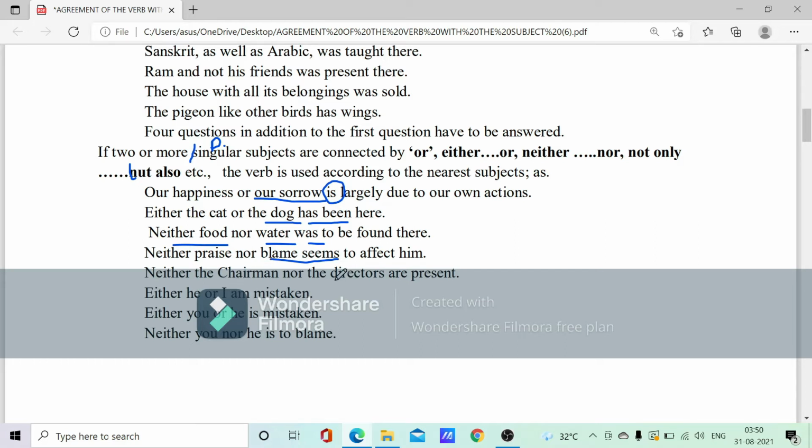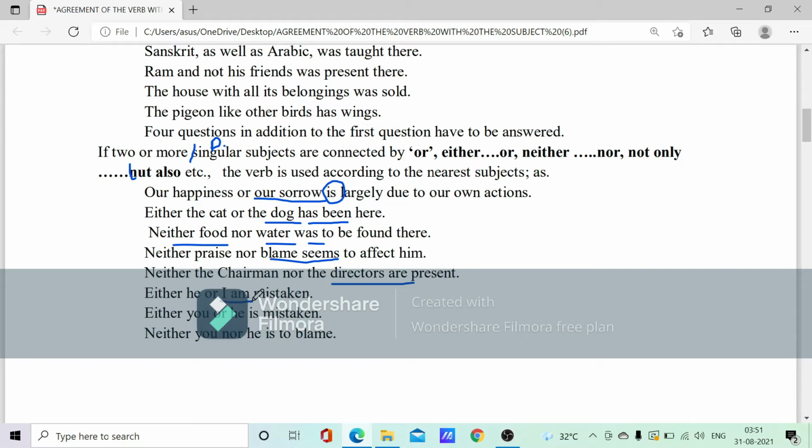Neither the chairman nor the directors, then again you see it is very important here. Because the nearest subject here is a plural subject, directors, that's why are has been used here. And this is what I told you earlier, that you have to apply the verb according to the nearest subject of the verb.